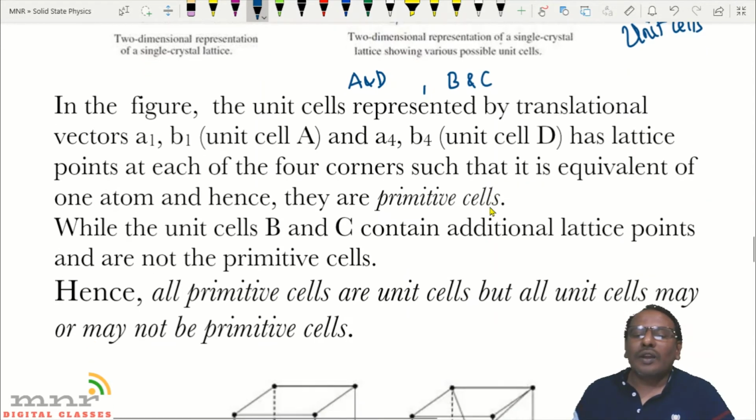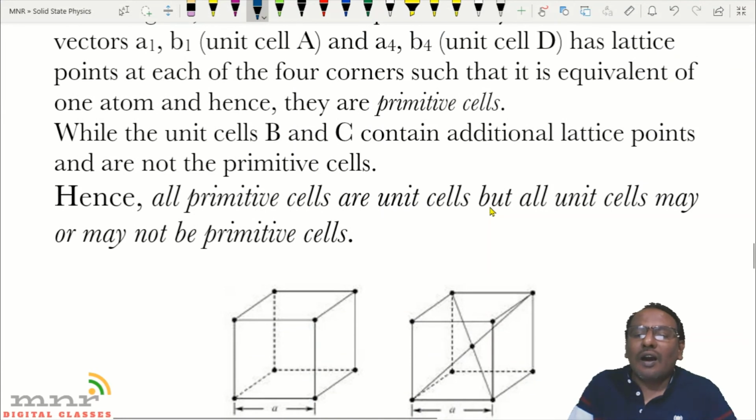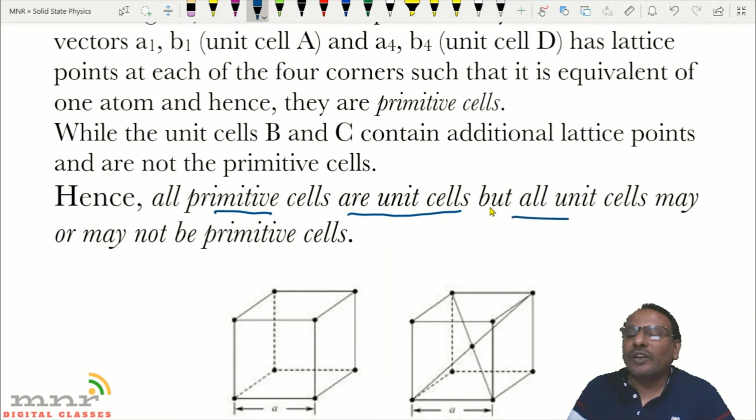So, overall conclusion: all primitive cells are unit cells, but all unit cells may or may not be primitive cells. If you take any primitive cell, it must represent a unit cell, while not all unit cells represent primitive cells. Some of them may be non-primitive cells also.